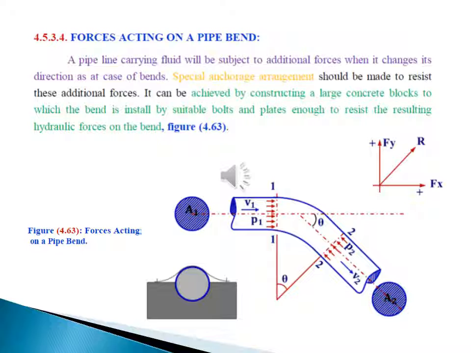Forces acting on a pipe bend. A pipeline carrying fluid will be subject to additional forces when it changes its direction, as in the case of a bend. A special anchorage arrangement should be made to resist these additional forces. It can be achieved by constructing a large concrete block to which the bend is fixed by suitable blocks, placed enough to resist the resulting hydraulic forces, as shown in the enclosed figure.